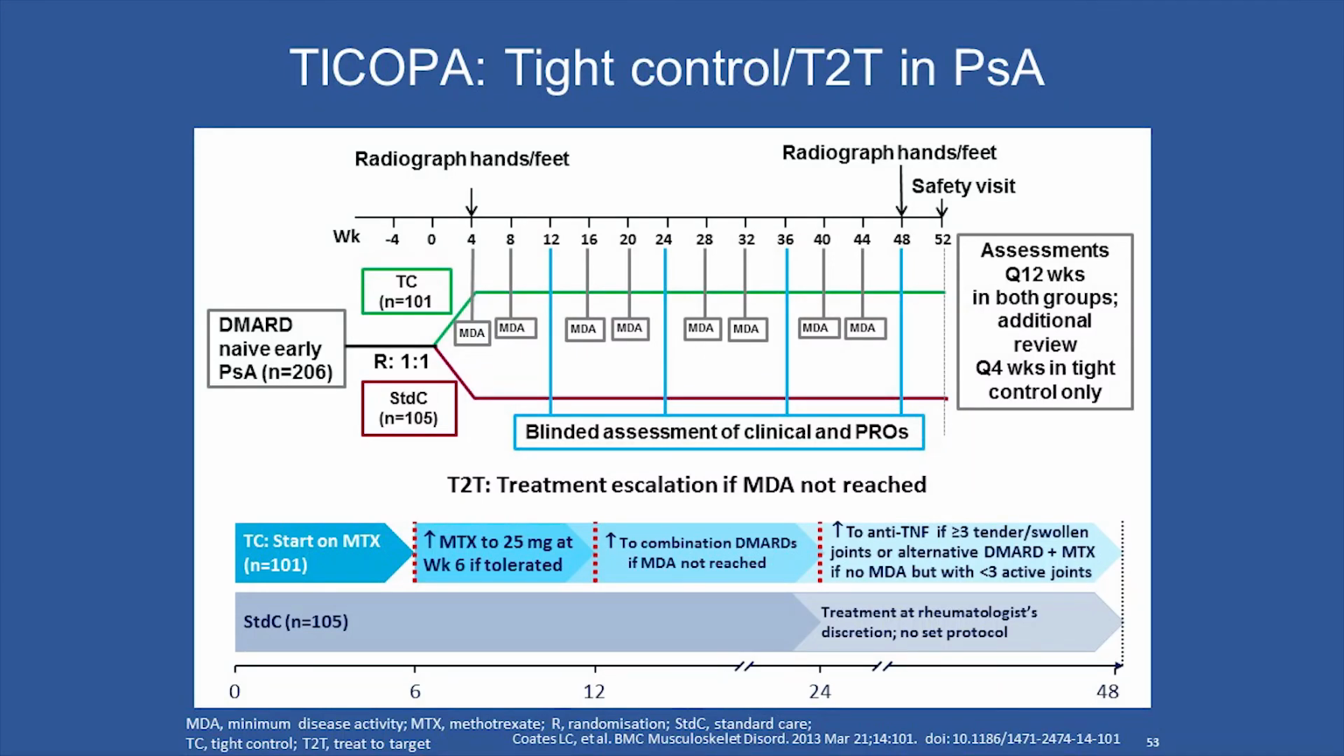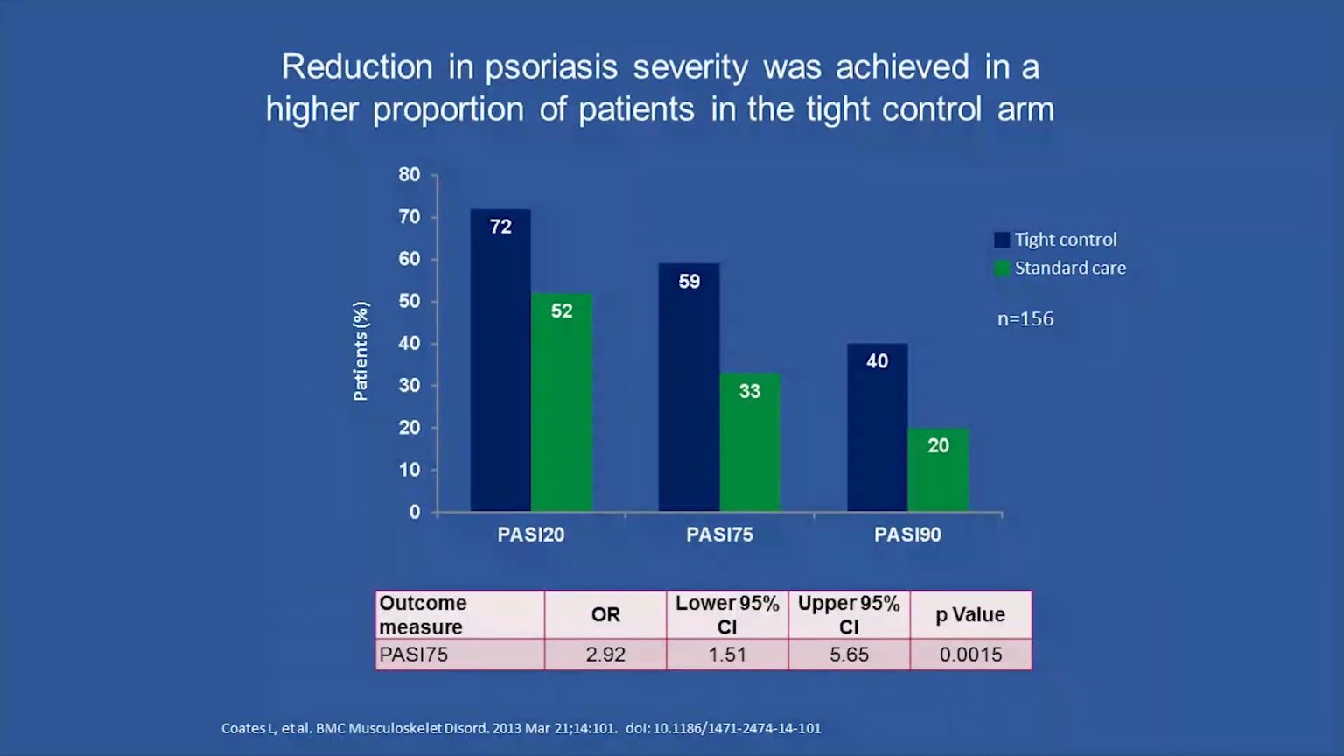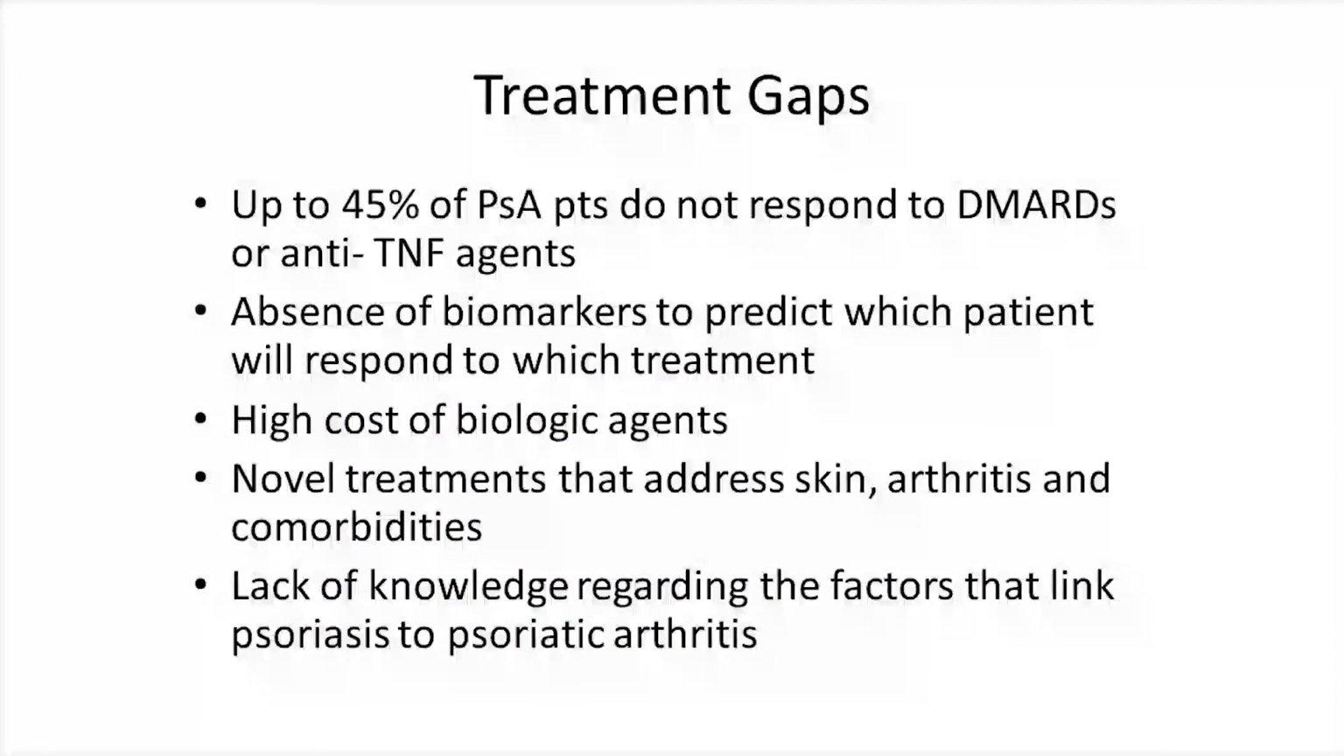What we see is that tight control does show better than standard of care. The blue bars are the tight control, the green bars are the standard of care. These are for joints, and then I have a next slide looking at skin. But in both skin and joints, the tight control is associated with greater improvement over people with standard of care. And here's the PASI score, once again showing similar changes where tight control wins over standard of care.